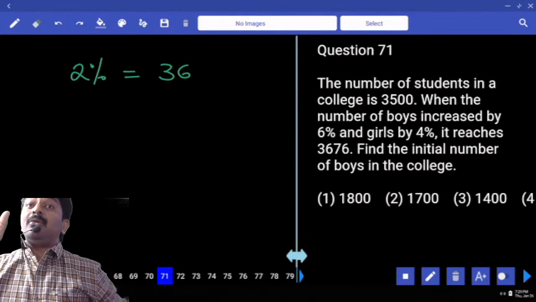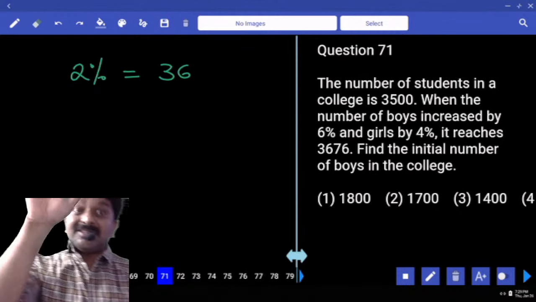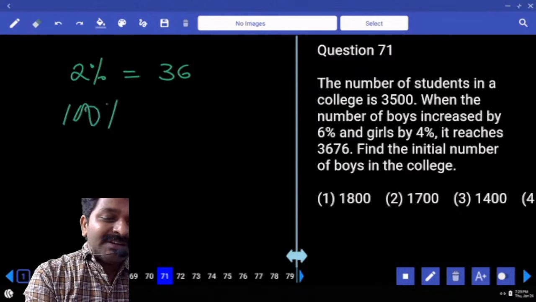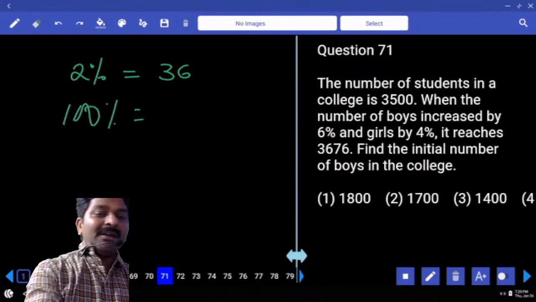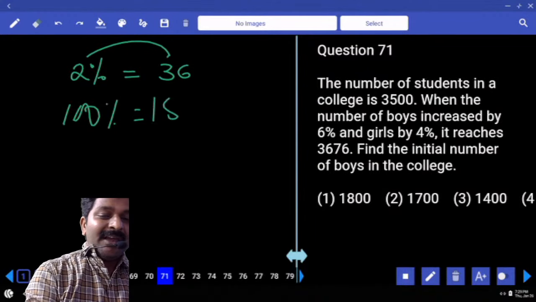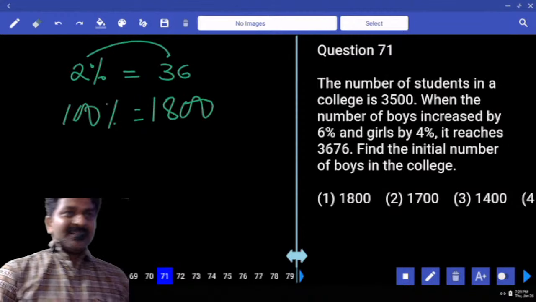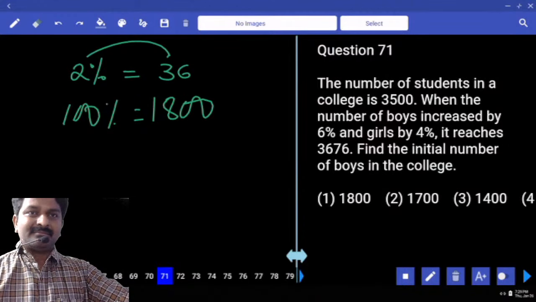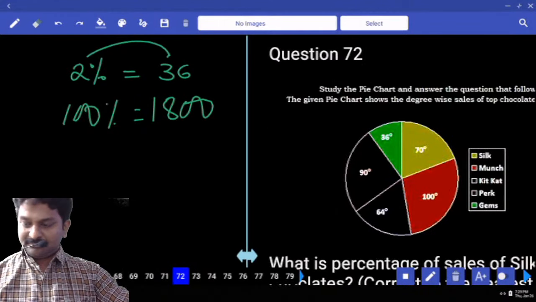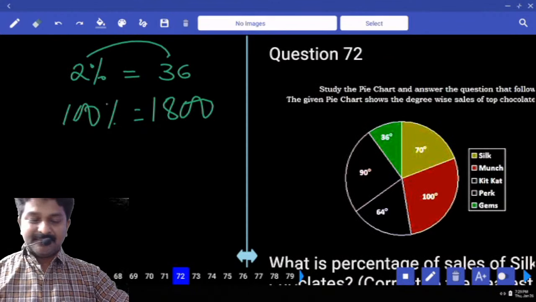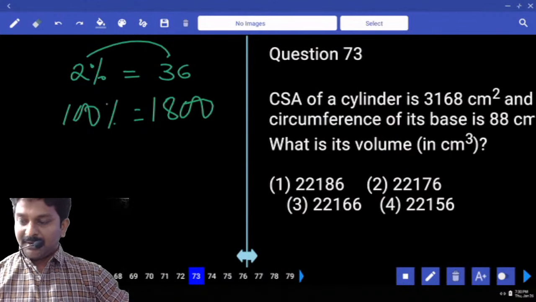Now we want to count how many boys are there. This is 100%. 100% is how much? Over 18 times, 1800. Single line answer. You want me to discuss this? 72? Right.